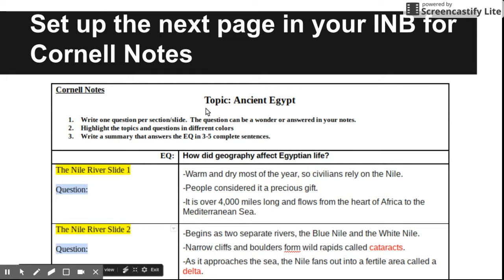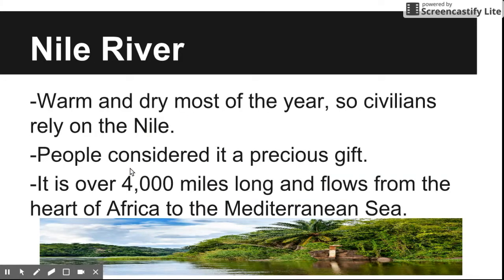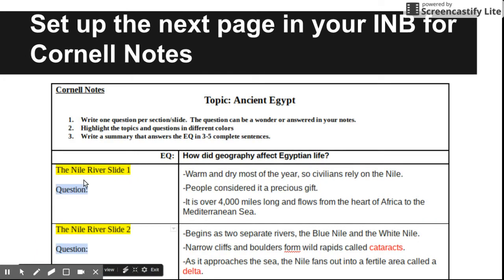So the first thing, write the topic at the top of the page. The essential question, how did geography affect Egyptian life, will go over here. Now, I want you guys to remember how we set this up. In the left-hand column, we put the title of the slide. So our very first slide is the Nile River, and we've got 2 of these slides. I labeled this one Nile River Slide 1, but if you just want to label it the Nile River, that's fine. And then over here go all of the notes from that.